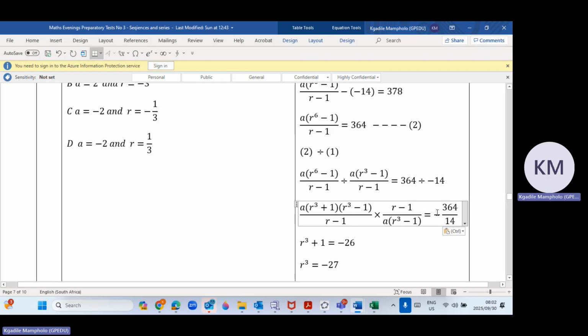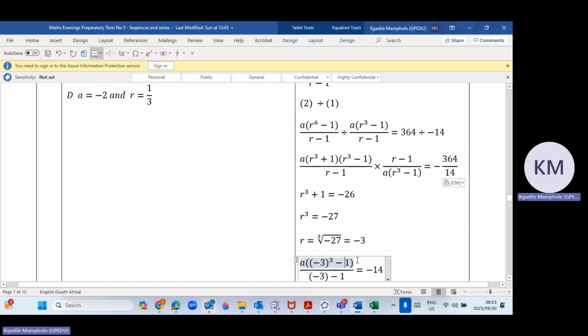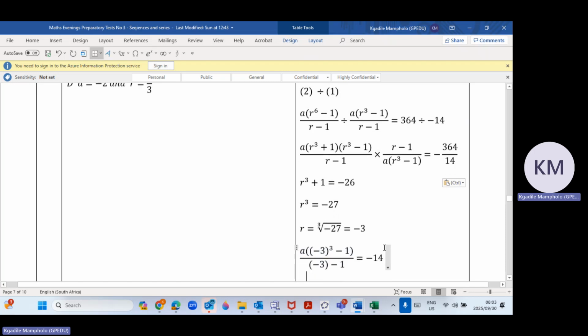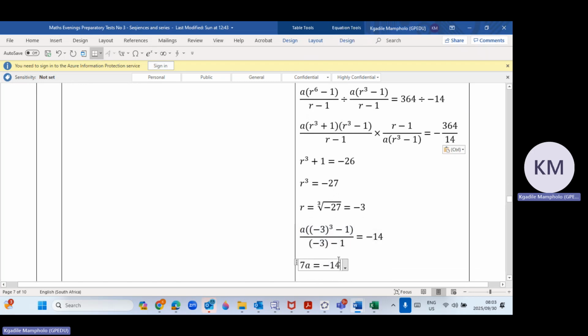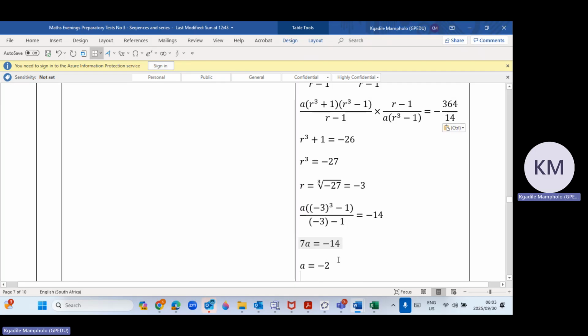Then the answer will be negative 26. If you get negative 26, then when you take it to the other side, this will be negative 27. Then r will be the cube root of negative 27, which is negative 3. Now, to get a, you can substitute into one of the equations, then you get a as negative 2. If you go back and try to get the first three terms of the sequence, you'll find that they satisfy the statement.